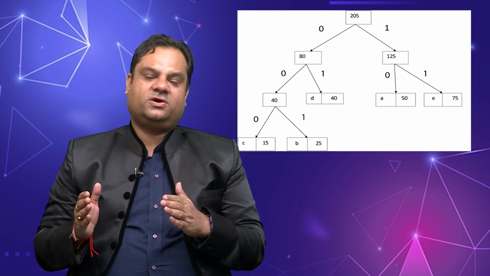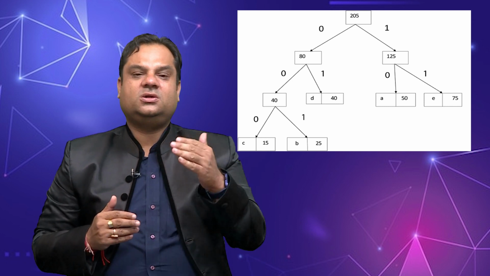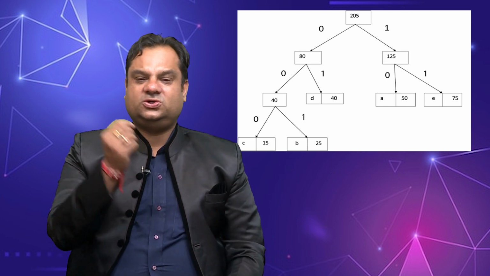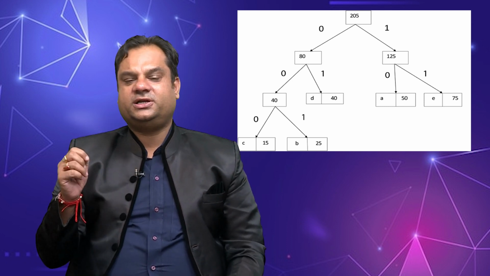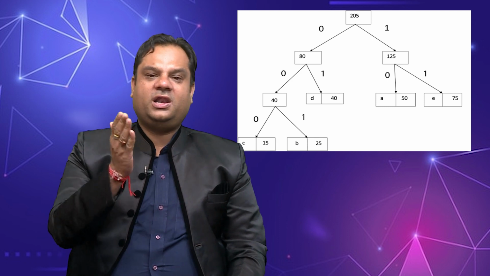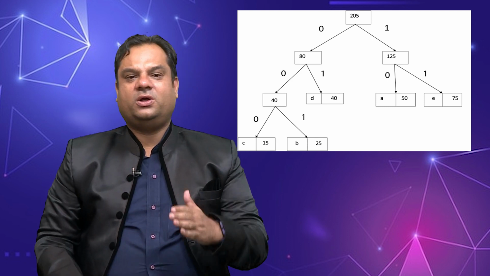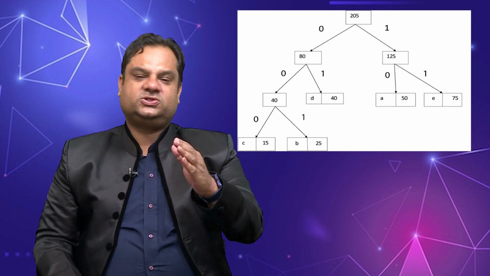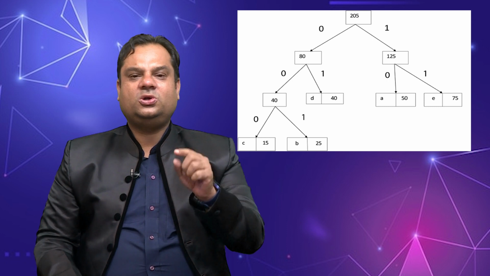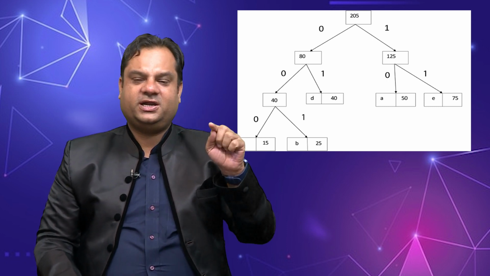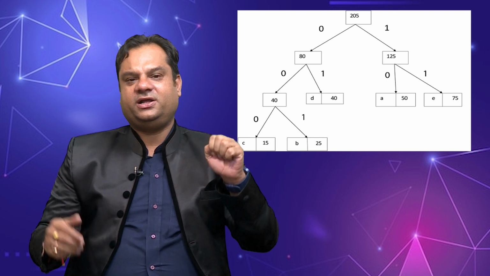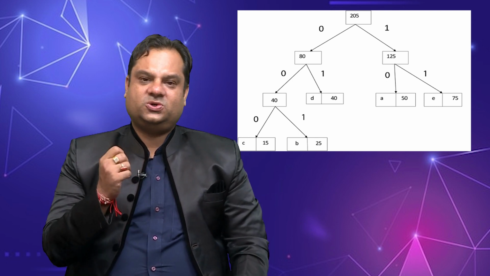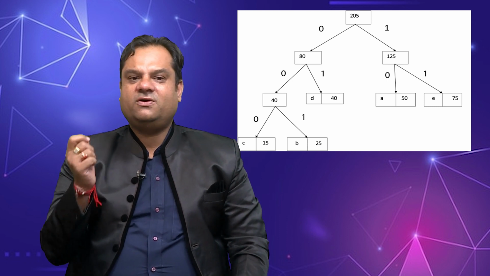Now, why do we go for this? First we draw the tree, and as I told you, a left child should be connected with a 0 value and a right child should be connected with a 1 value. All left children get the value 0, and all right children get the value 1. Starting from the root node, the left child we indicate with 0 and the right child we indicate with 1. Now 80 from the 205 is coming from 0, and the 125 coming from the root node is 1.